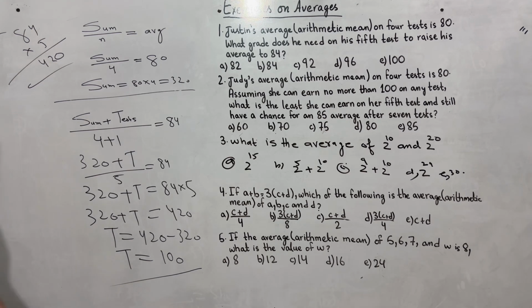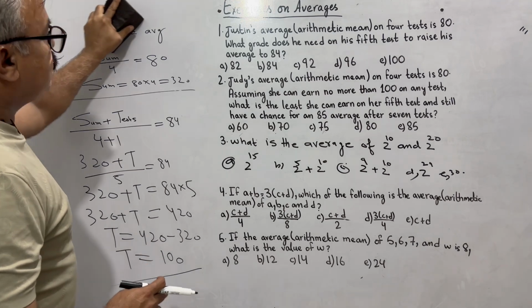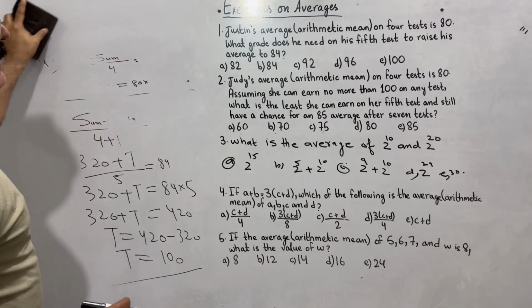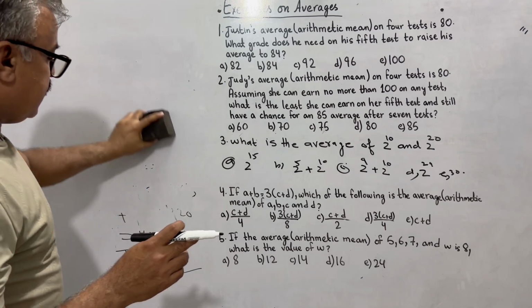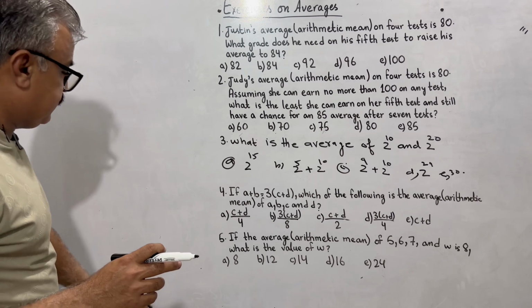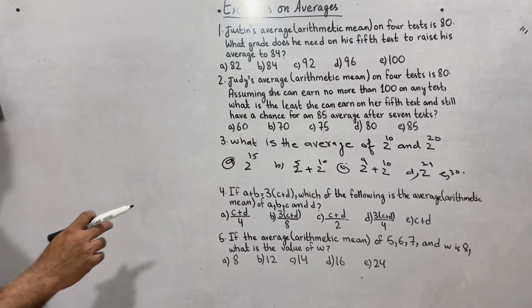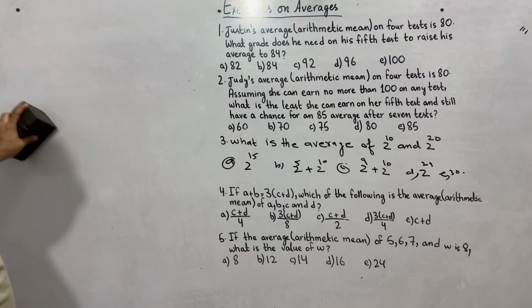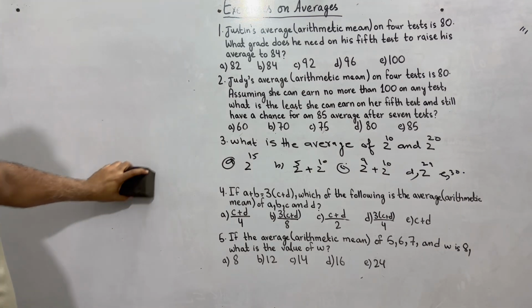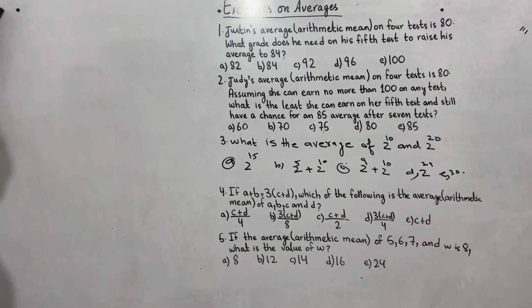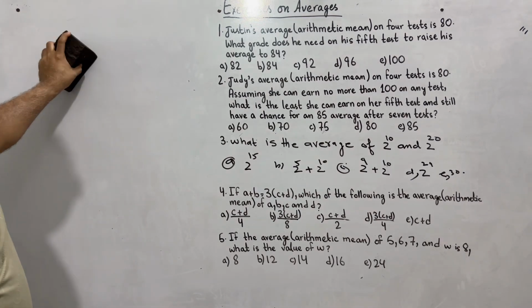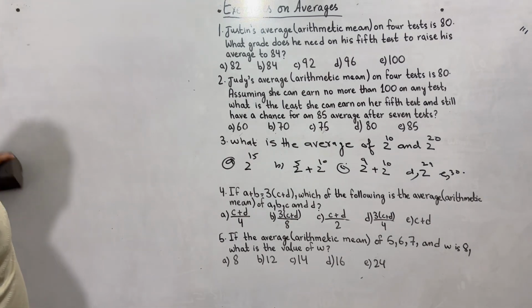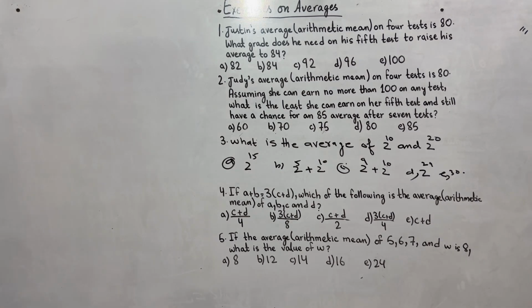Moving towards the next question. Judy's average, or arithmetic mean, on 4 tests is 80. Almost a replica of the first question. Assuming she can earn no more than 100 on her fifth test, she still has a chance for an average of 85 after 7 tests. Let me read again.